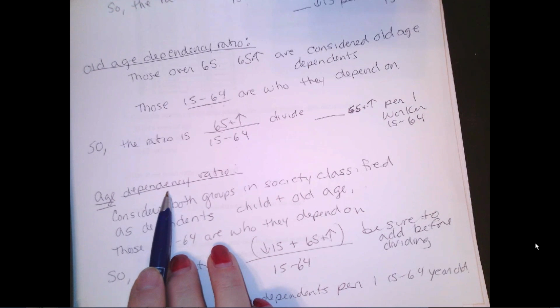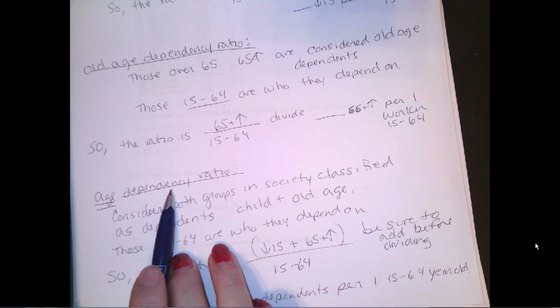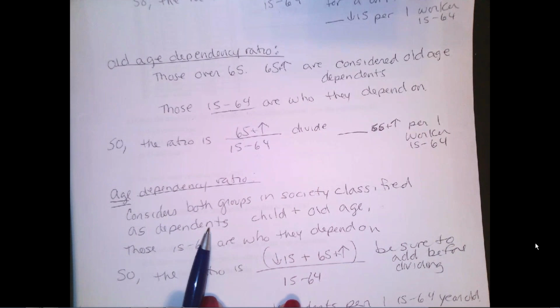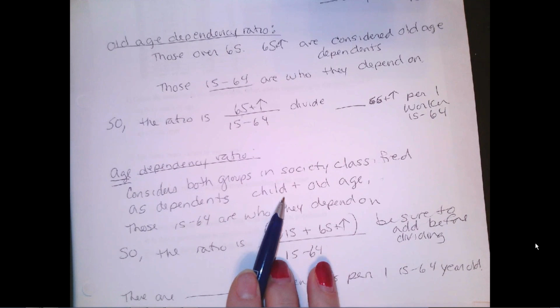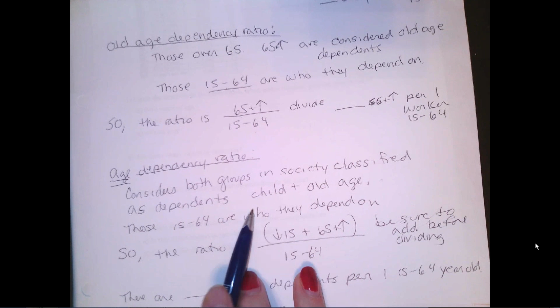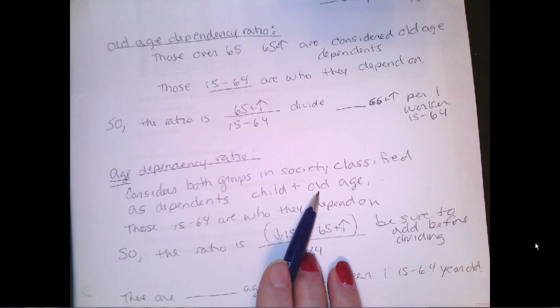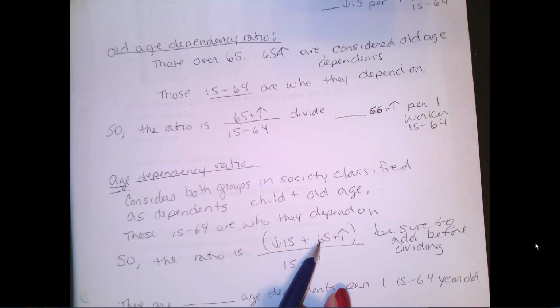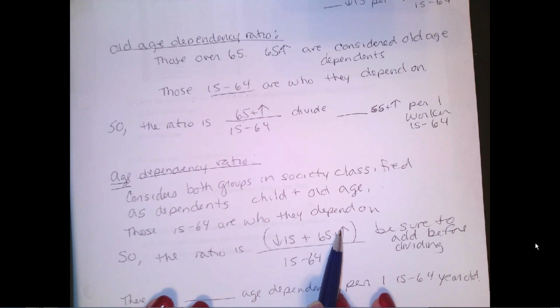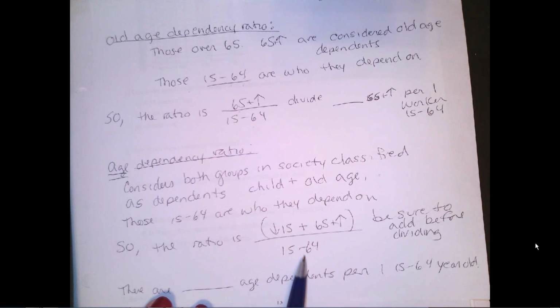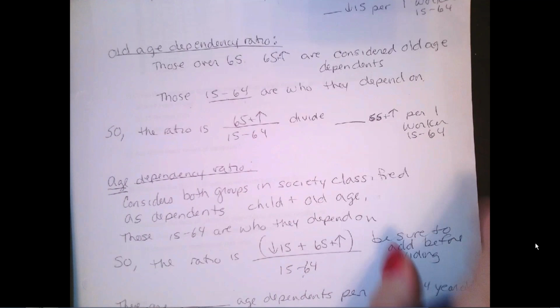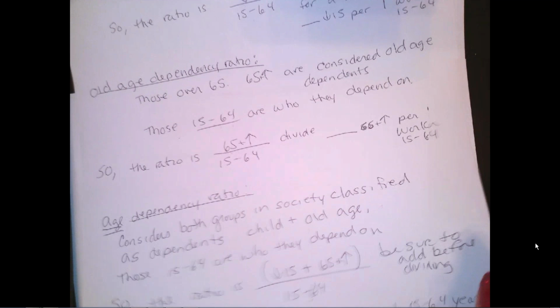The age dependency, not child and not old, means all those age dependents in your society. So you need to add the child dependents and the old age dependents, those that are under 15 with those that are 65 and older. That becomes your numerator. Add those first before dividing, and then once again we divide by the 15 to 64-year-olds, the working class. Okay, does that explain it for some of you? And we will go to 19 and do that.